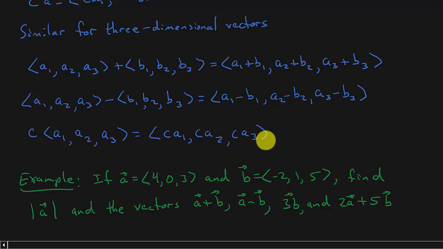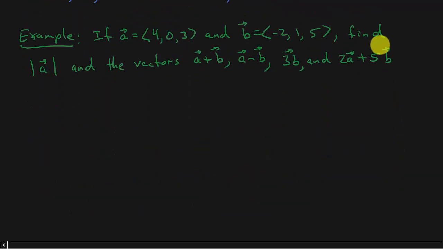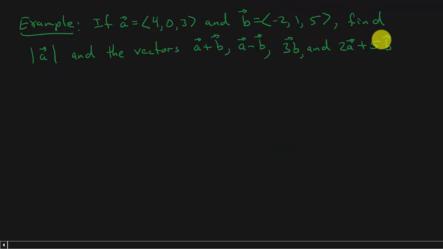You just multiply it times each component. All right. So let's look at this next example. We have quite a few things we need to find here.